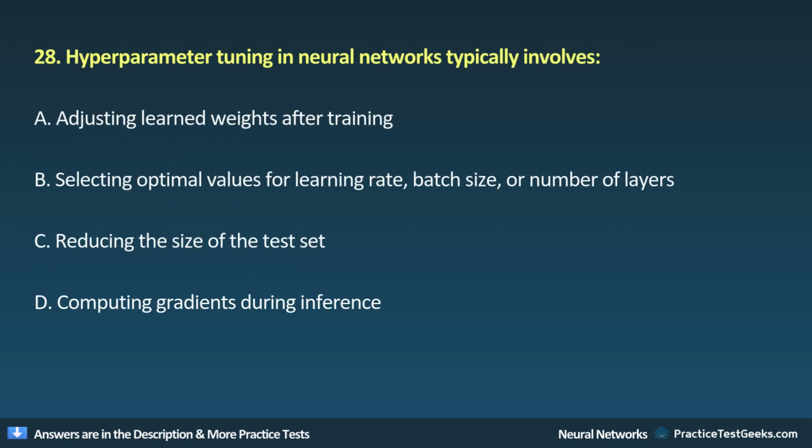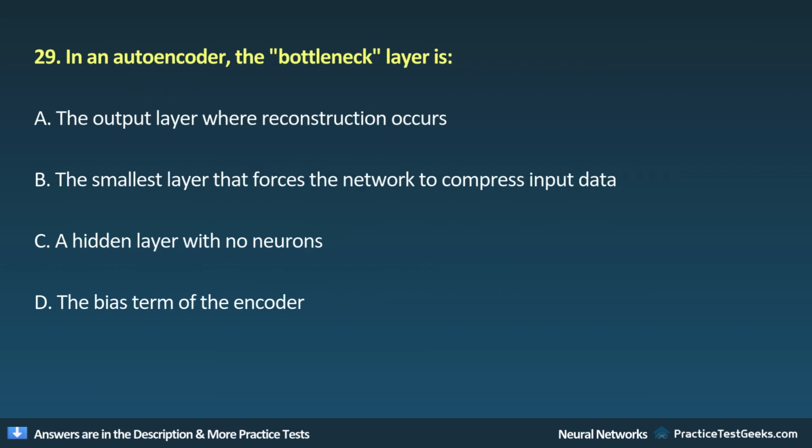28. Hyperparameter tuning in neural networks typically involves: A. Adjusting learned weights after training. B. Selecting optimal values for learning rate, batch size, or number of layers. C. Reducing the size of the test set. D. Computing gradients during inference. 29. In an autoencoder, the bottleneck layer is: A. The output layer where reconstruction occurs. B. The smallest layer that forces the network to compress input data. C. A hidden layer with no neurons. D. The bias term of the encoder.